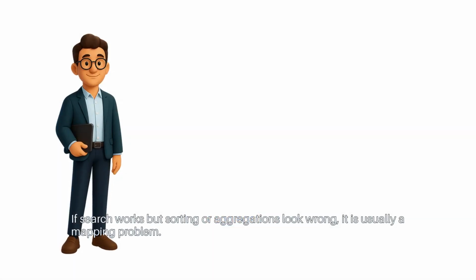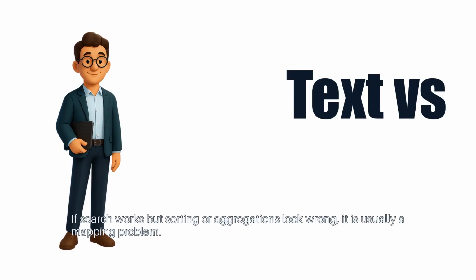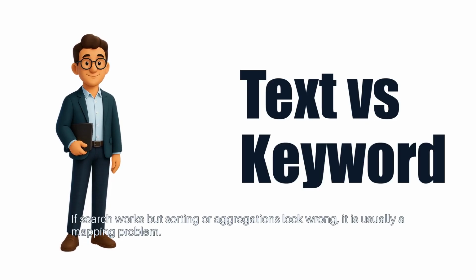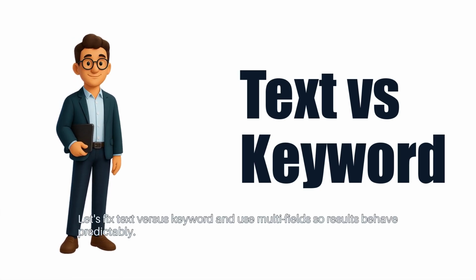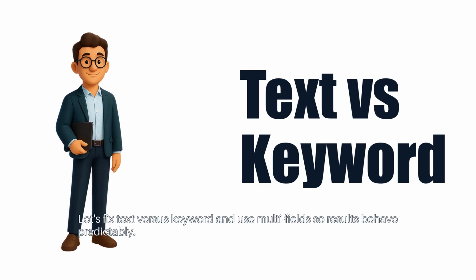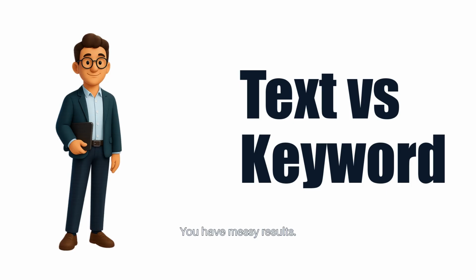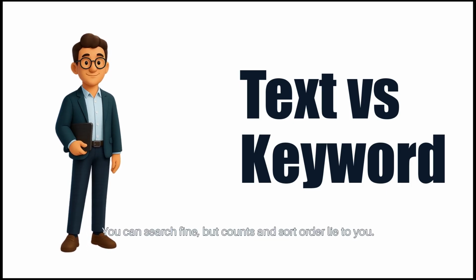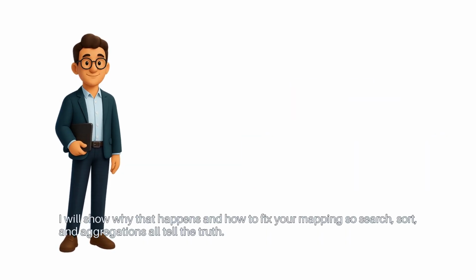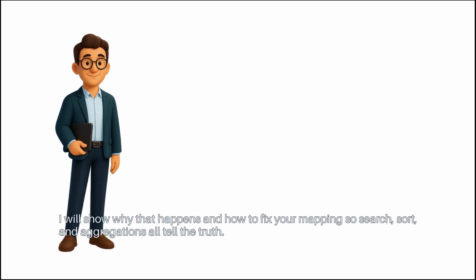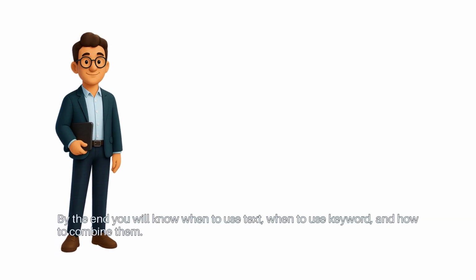If search works, but sorting or aggregations look wrong, it is usually a mapping problem. Let's fix text versus keyword and use multi-fields so results behave predictably. You have messy results. You can search fine, but counts and sort order lie to you. I will show why that happens and how to fix your mapping so search, sort, and aggregations all tell the truth. By the end, you will know when to use text, when to use keyword, and how to combine them.